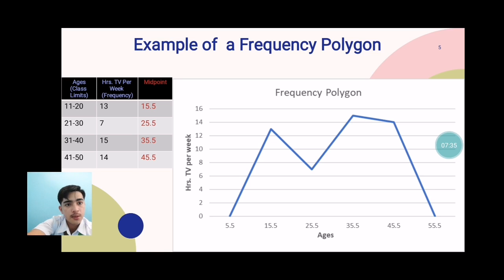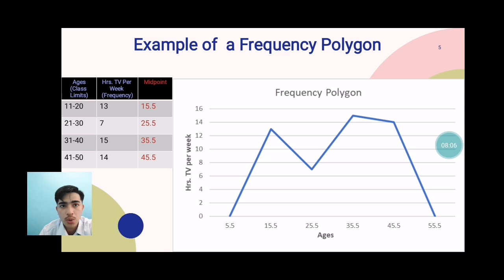So the midpoints are 5.5, 15.5, 25.5, 35.5, 45.5, and 55.5, with frequencies of 13, 7, 15, 15, and 14 rather. So that is the frequency polygon.